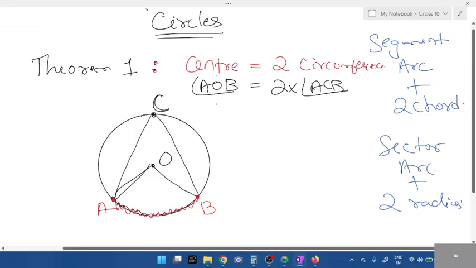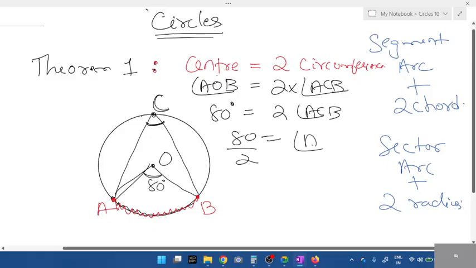The meaning of that is, if I write AOB as 80 degrees, students, if AOB is 80, what is ACB? It is just half of it. What is the value? Yes, if I substitute in this equation, bring 2 down, 80 divided by 2. What is ACB value? 40.